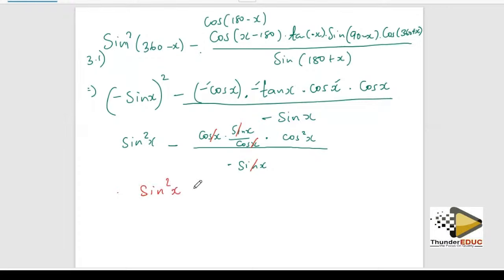Negative and negative will give us a positive, and then that's going to be cos squared x. From our identities, we know that sine squared plus cos squared, we must get a 1. Therefore, our answer is 1. That is 3.1. And that's how you get all the 8 marks.